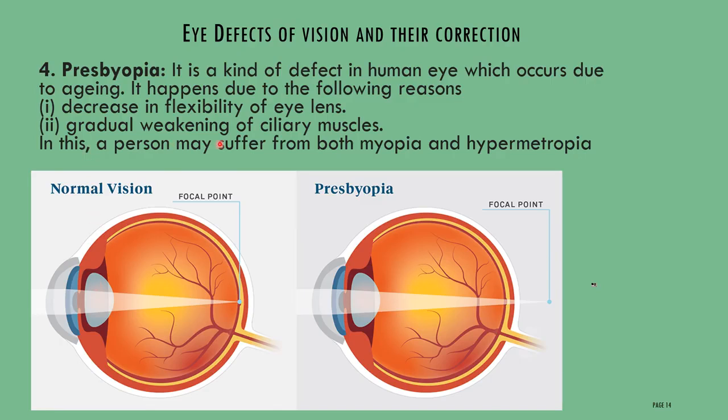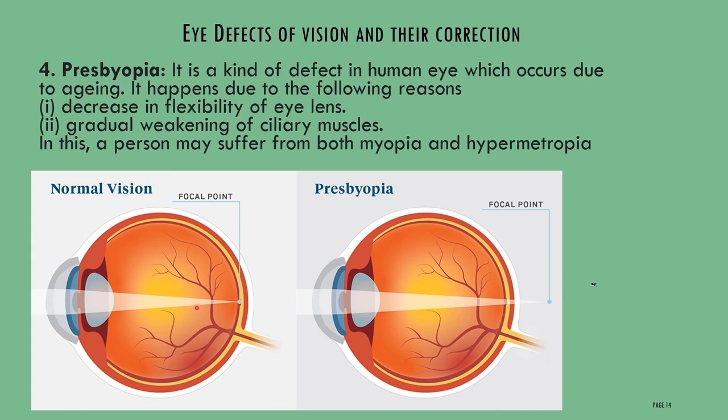Then gradual weakening of the ciliary muscles. Here you can see the ciliary muscles are there. That ciliary muscles will get weakened. Because of these two reasons we will get this disease. A person may suffer from both myopia and hypermetropia. Presbyopia means it will include both myopia and hypermetropia. Both, otherwise any one, depends upon the age.